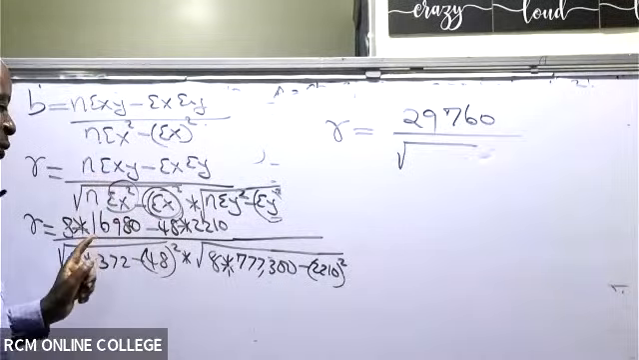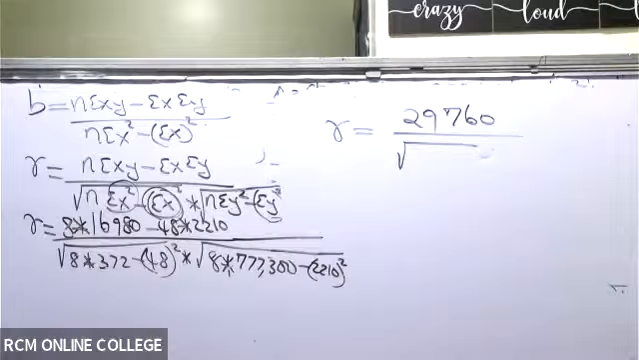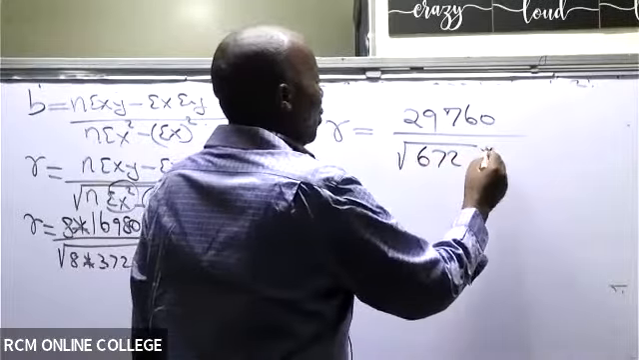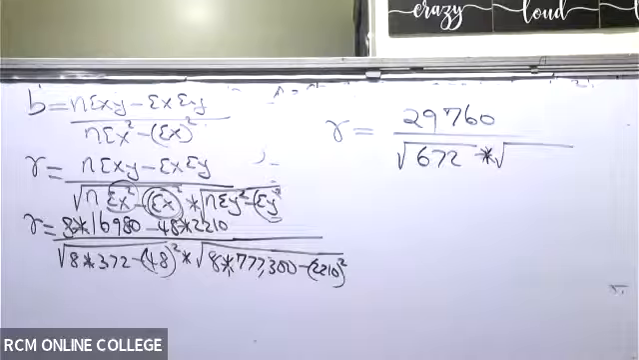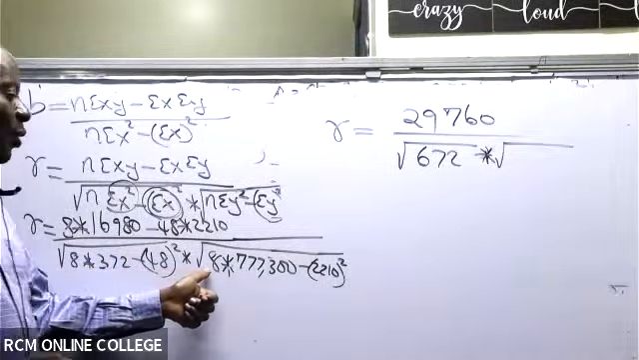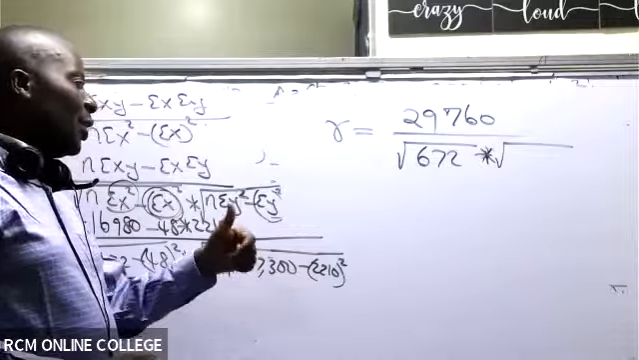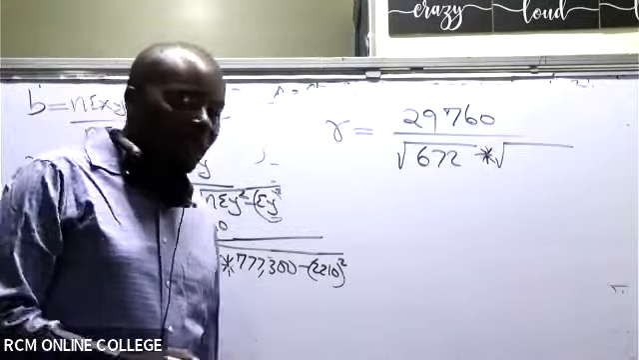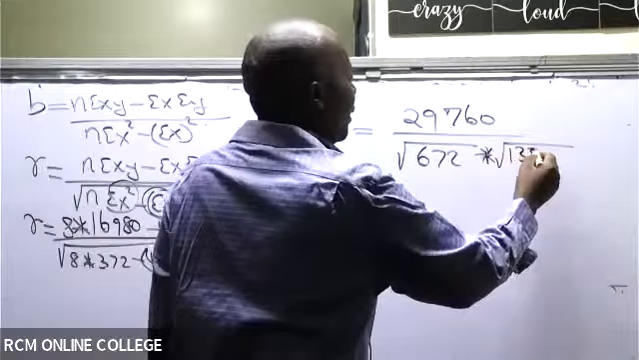Don't take the square root. I just want you to say 8 times 372 minus 48 squared. According to Rispa, very aggressive, she's getting 672. Is there somebody else who is able to confirm that 672? Kevo has confirmed. Thank you, Kevo. So here now we have 8 times 777,300 minus 2210 squared. Some good ninja, give me this answer. 13,334,300.